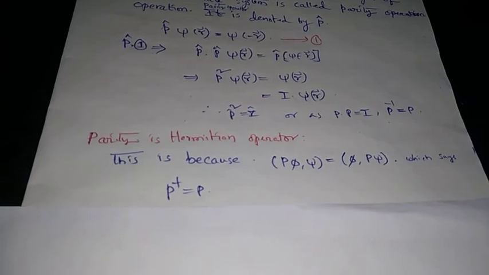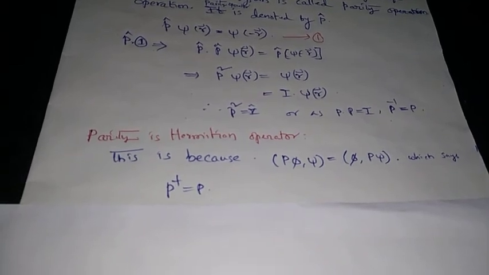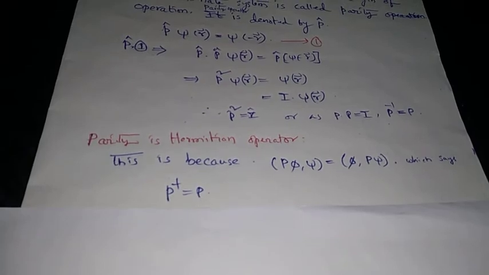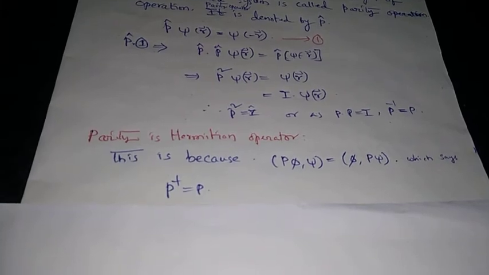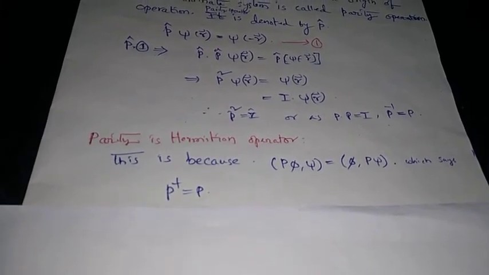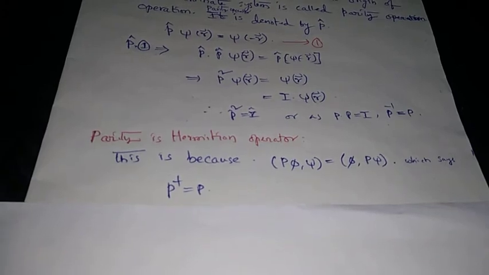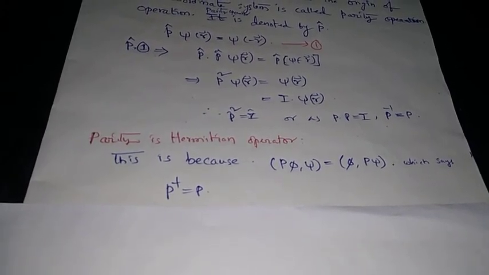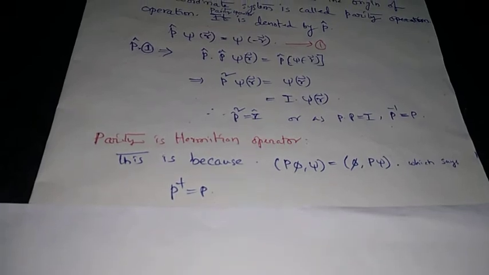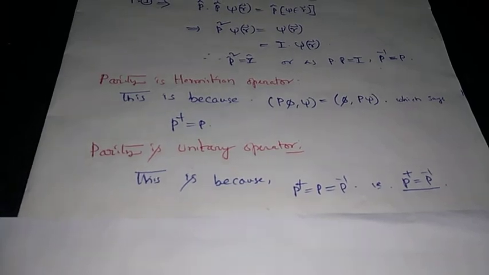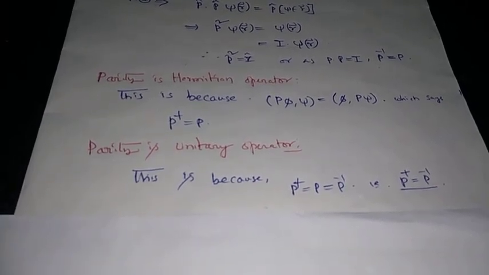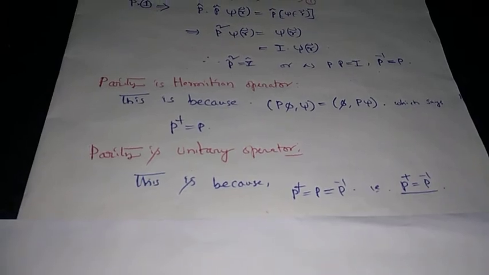And I'm not giving the proof here, but parity operator is also a Hermitian operator. That's because if we compute the brackets of P phi with psi, and phi with P psi, the answer will be the same. So we can say that P dagger is equal to P, so P is a Hermitian operator. And P is also a unitary operator. That's because we already knew that P inverse is equal to P, and P dagger is equal to P, so we can write P dagger is equal to P inverse. Therefore P is a unitary operator.